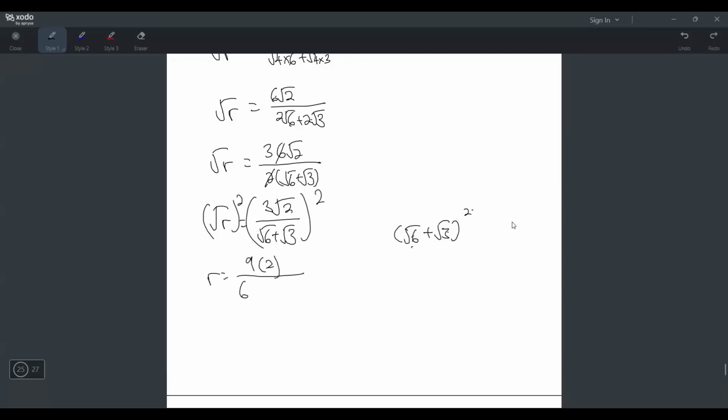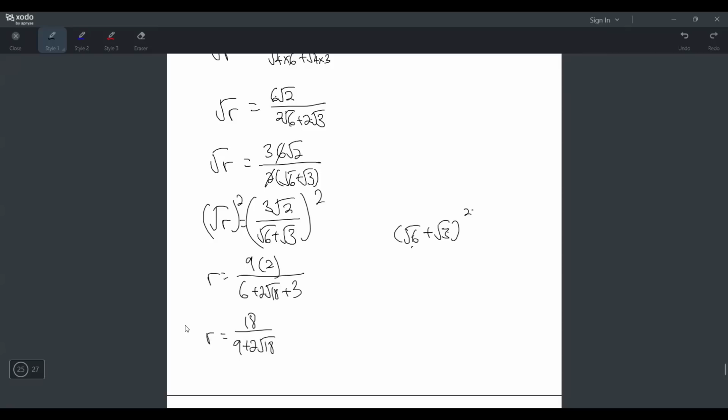Square root 6 times square root 3 times 2. Square root 6 times square root 3 is square root 18, times 2, 2 square root 18. This is the correct way. And then only take square root 3 squared, plus 3. This is the correct way. So R equals what? 9 times 2 is 18. 6 plus 3 is 9, plus 2 square root 18, right?